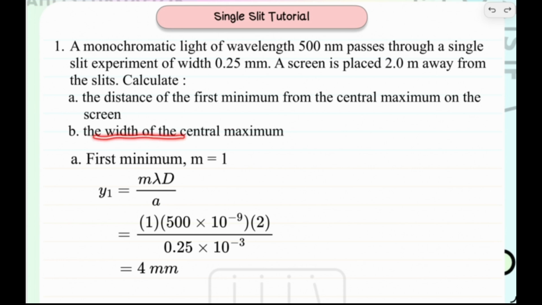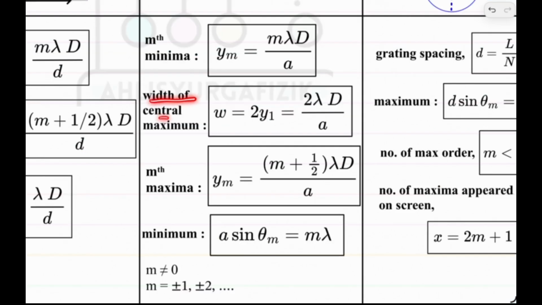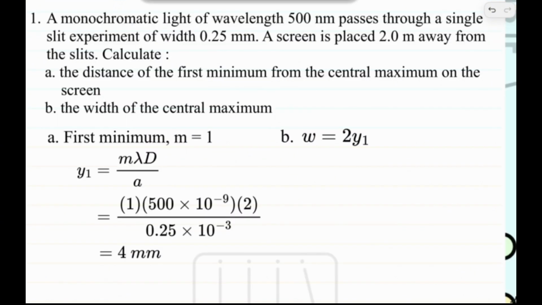Next is width of the central maximum. We can see that width for the central maximum is double of the y1. So based on that, we're going to use w equals 2y1. We substitute, the answer is 8 millimeters.